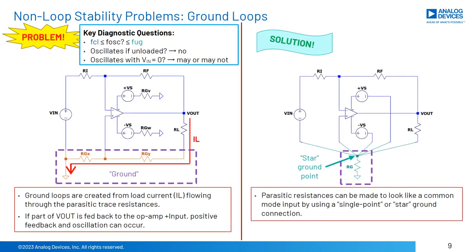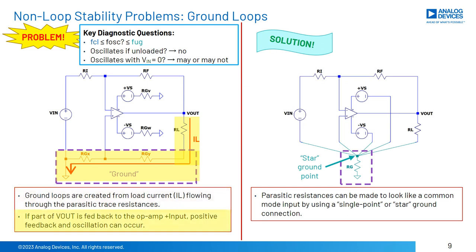Ground loops can cause instability as well in op-amp circuits. But what are ground loops, and how do they create problems? Shown here on the left is an op-amp circuit, which includes the grounding schematic. RGY and RGX represent PCB parasitic trace resistance due to a daisy chain ground layout.